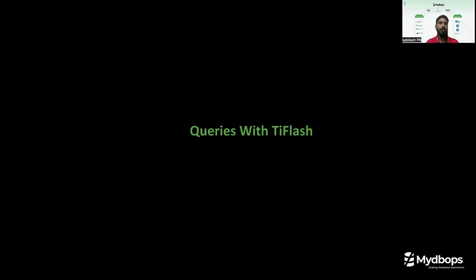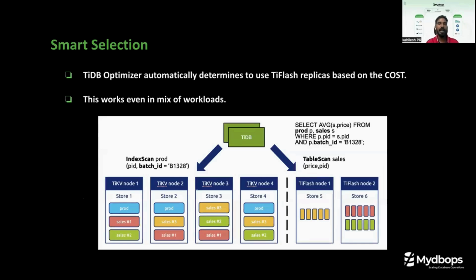Okay, so how do queries behave with TiFlash, as it is a columnar storage? There is a feature called smart selection. It uses TiKV as well as TiFlash for the use cases based upon the cost estimation of the optimizer.